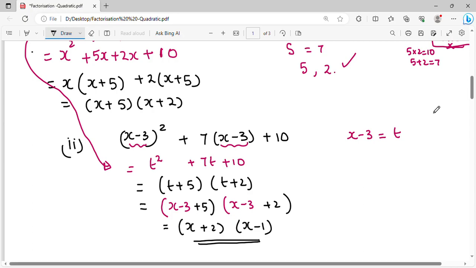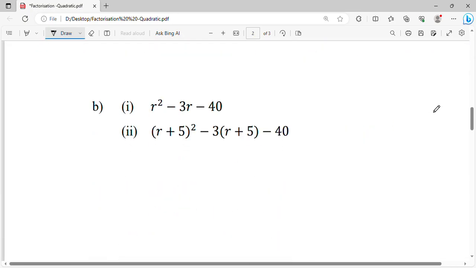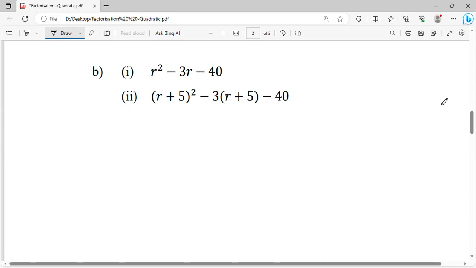Alright, let's look at another example. Look at this, r squared minus 3r minus 40. Alright, so basically, let's look at this strategy. r squared minus 3r minus 40. So I told you, what's your P? 1 times minus 40 is negative 40, and your S is negative 3.